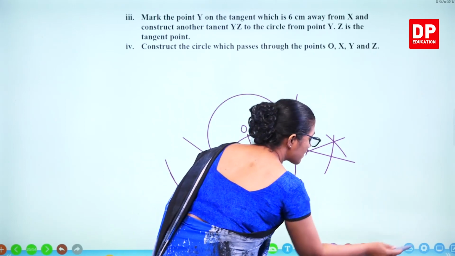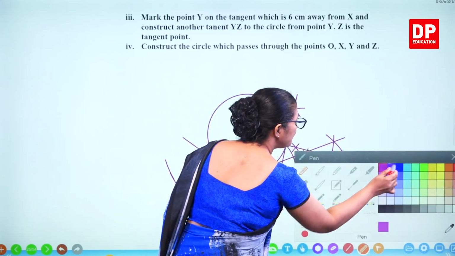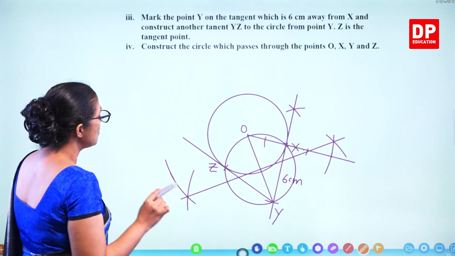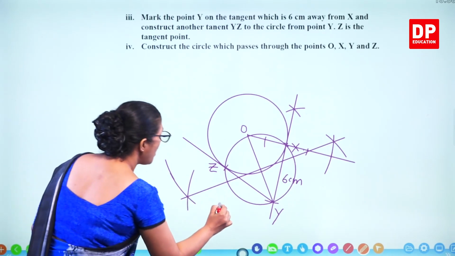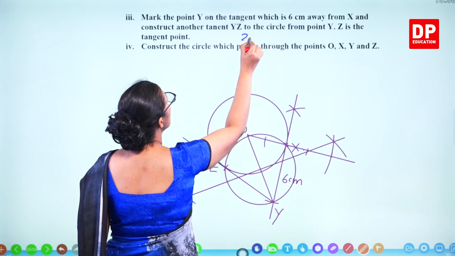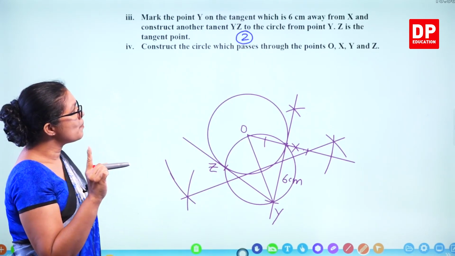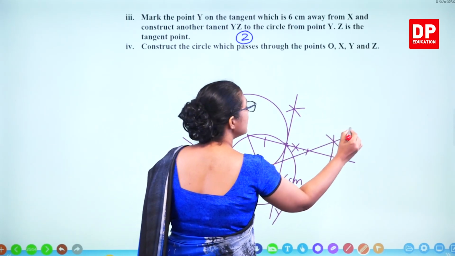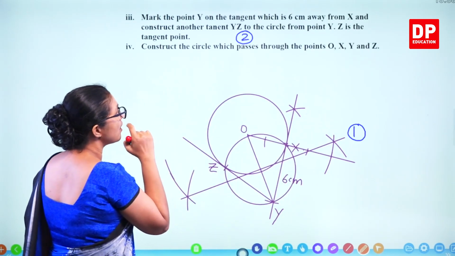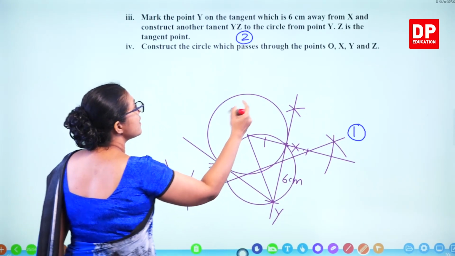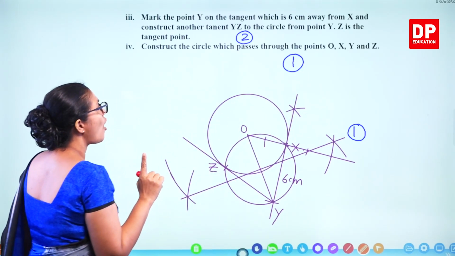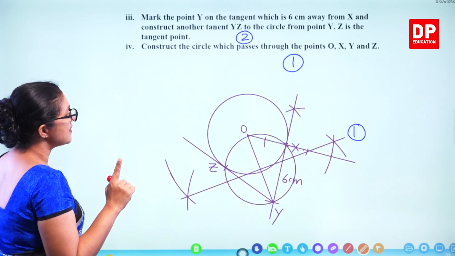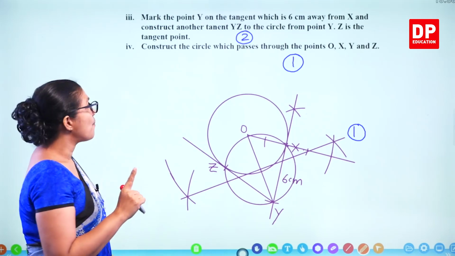So how do you get marks here? You get 2 marks for drawing the tangent YZ. So 2 marks for this part. And construct the circle which passes through the points O, X, Y, Z. So 1 mark for the perpendicular bisector and 1 mark for drawing the circle. So now how many marks do we give? 3 here, 4, 5, 6, 7. 7 marks for this up to this point.